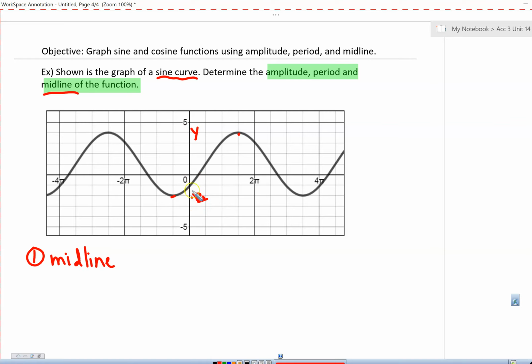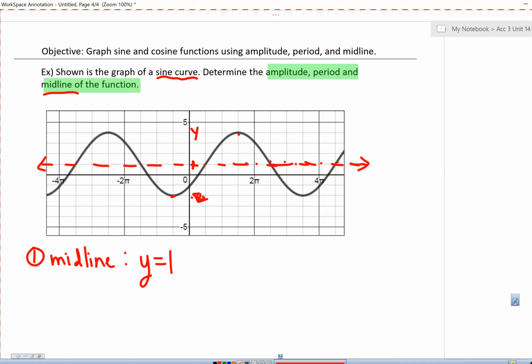From 4 to -2 is 6 units. Half of 6 is 3. So I can count down 3 from the y value of 4, which is my maximum, or up 3 units from my -2. Either way, I end up at a y value of 1. 1 plus 3 is 4. 1 minus 3 is -2, which means my midline is going to run horizontally through 1, making it the equation y equals 1. Don't ever say the midline is just a number 1, because it's a line, it needs that y equals.